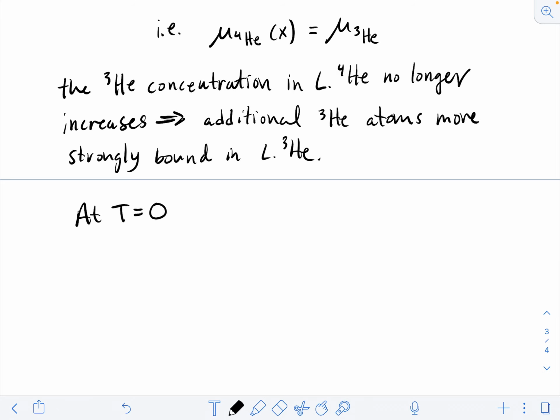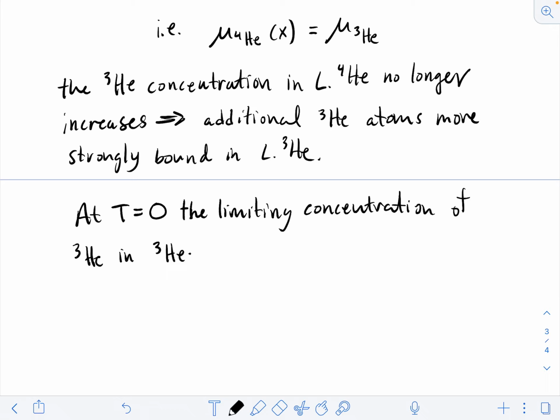So in the limit that temperature goes to 0, the limiting concentration of helium-3 in these mixtures is 6.6%.